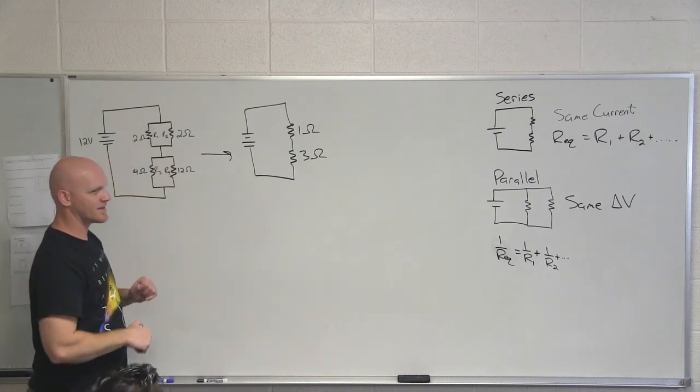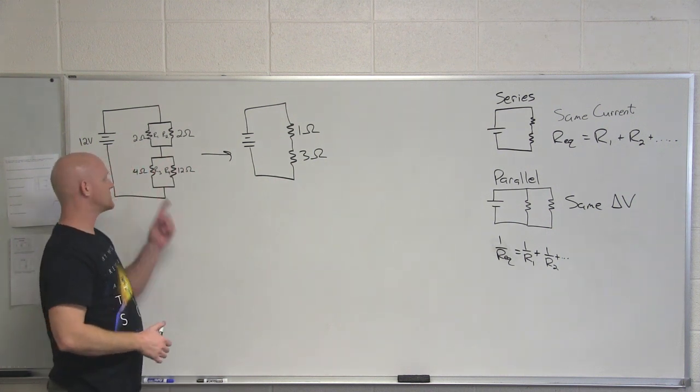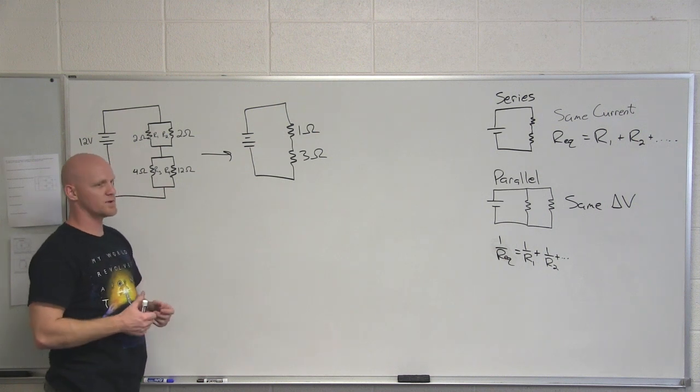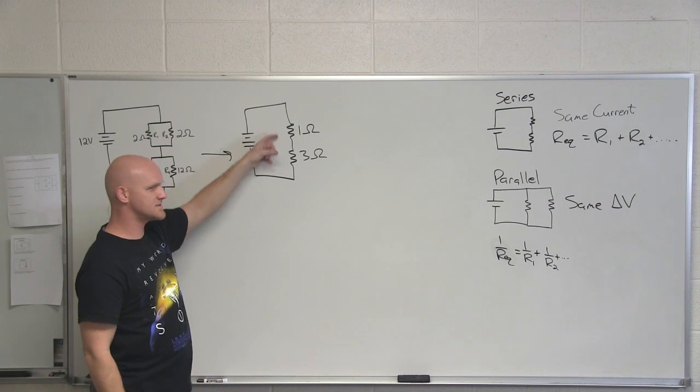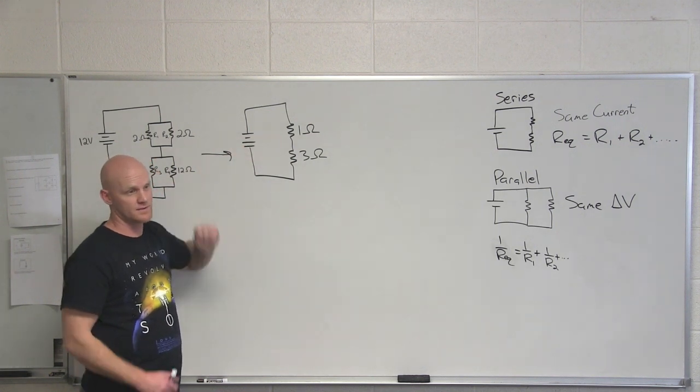48 over 16, don't forget that. Yep, so 3 ohms. Great, so 4 times 12 over 4 plus 12 is 3. Great, and we've reduced it down. Now, if we look at the equivalent resistances here, how are they related?